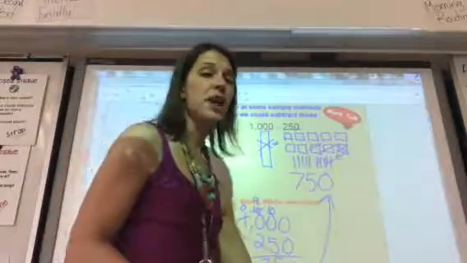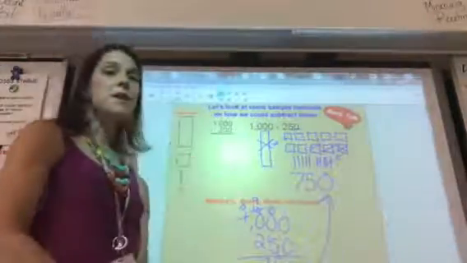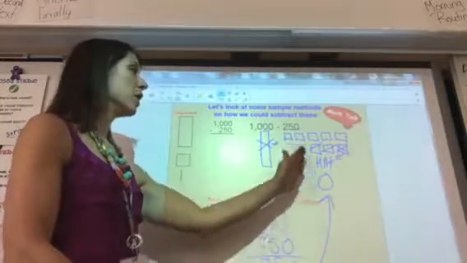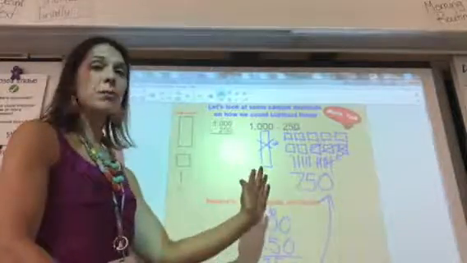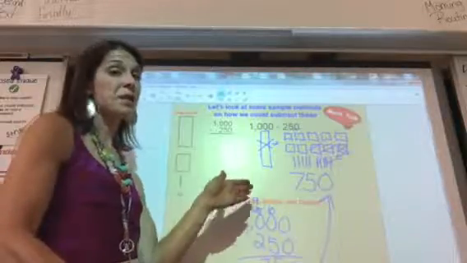So you can always check with another strategy. Whenever you take away from hundreds, you have to go all the way over to the hundreds to ungroup. And if you have 1,000, you go all the way over to the thousands to ungroup.